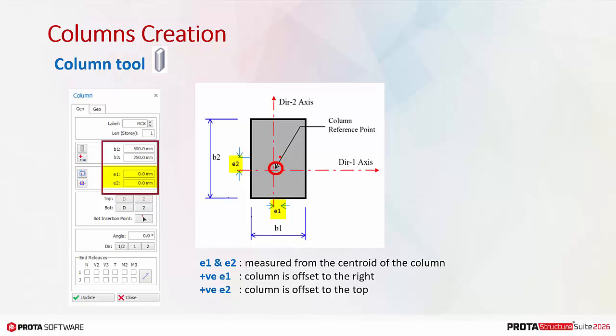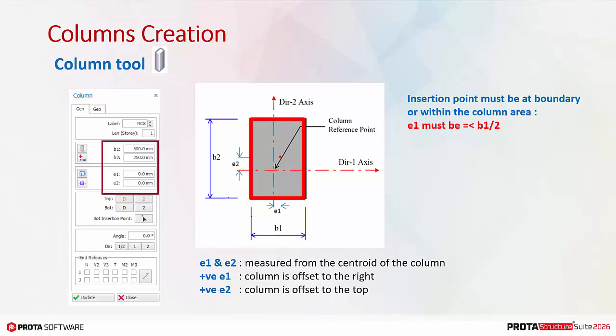By default, when you insert a column, E1 and E2 are 0, which means the insertion point coincides exactly with the centroid of the column. A positive E1 offsets the column to the right, and vice versa. A positive E2 offsets the column to the top, and vice versa. This insertion point must be within or at the perimeter of the column. This means that E1 must be equal to or less than B1. Similarly, E2 must be equal to or less than B2. Otherwise, the column can't be inserted, and you will be prompted so.